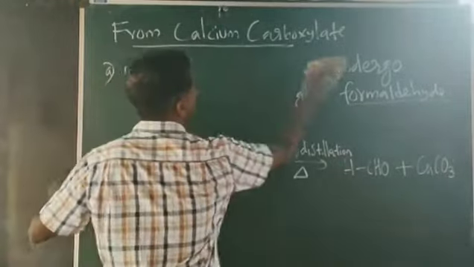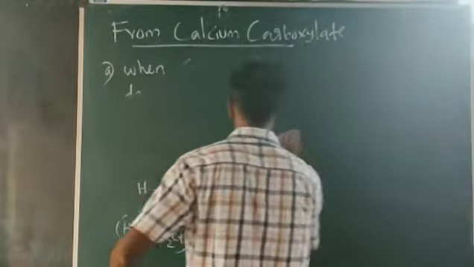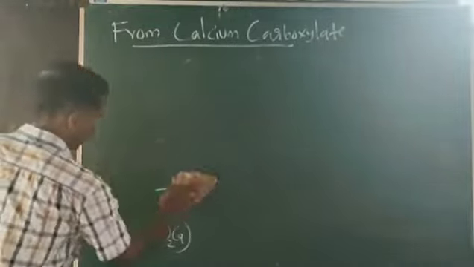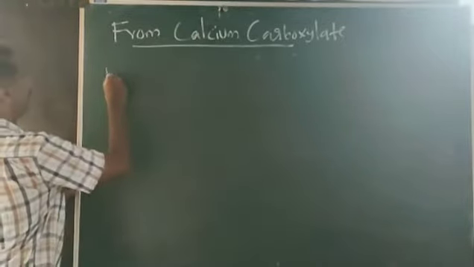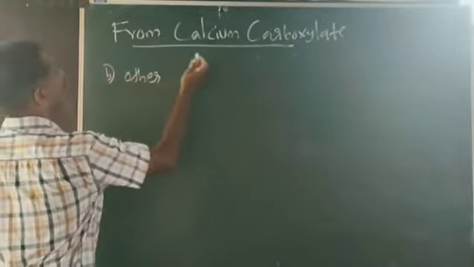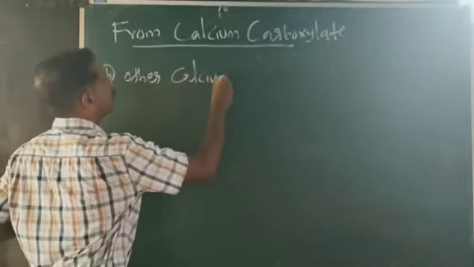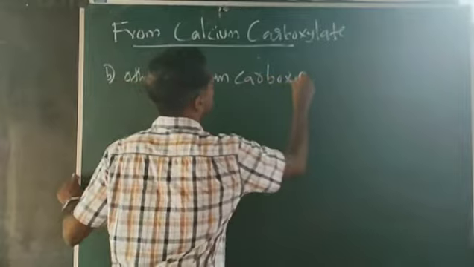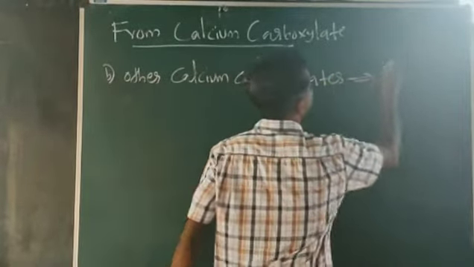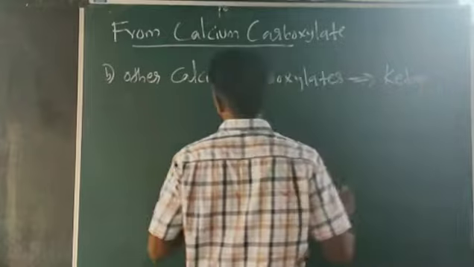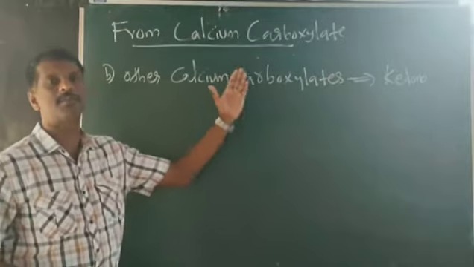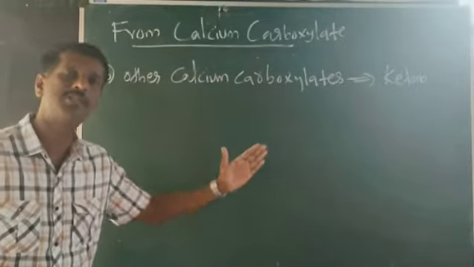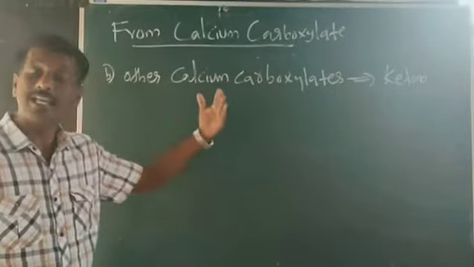Now, other than calcium formate, if we take other calcium carboxylates, they will give ketone. That means if you take any other calcium carboxylate, other than calcium formate, which gives formaldehyde, the other carboxylate will give ketone.